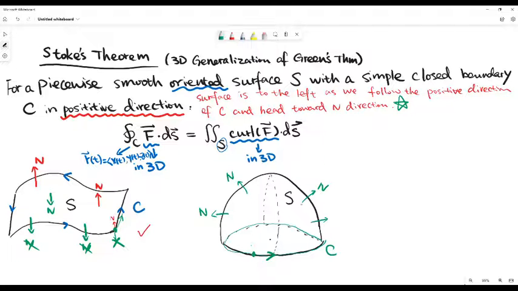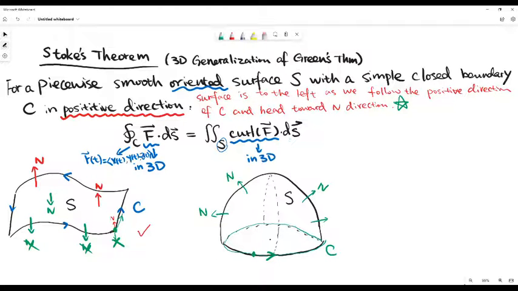If we turn our orientation of the sphere to be the inward direction, then the positive direction of my curve C would be the clockwise direction, so that those two match. Okay, so this is just a way to make sure the two directions match, then this Stokes' theorem is true.